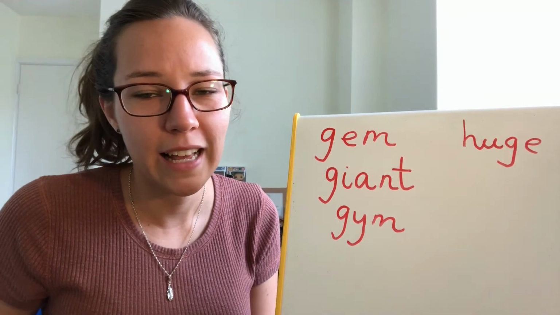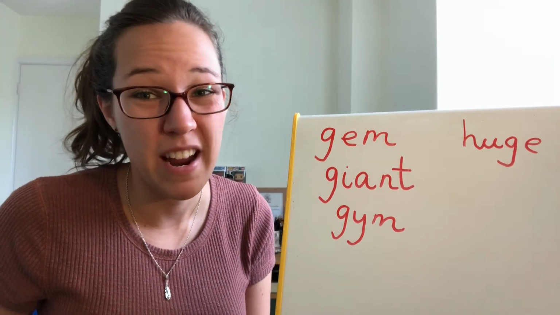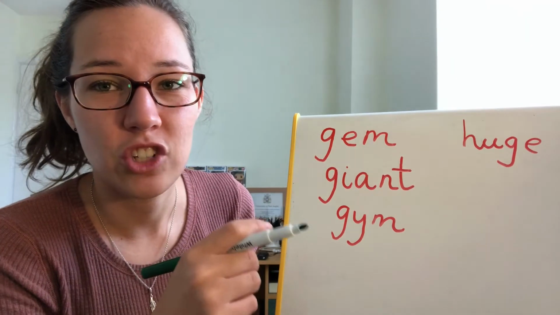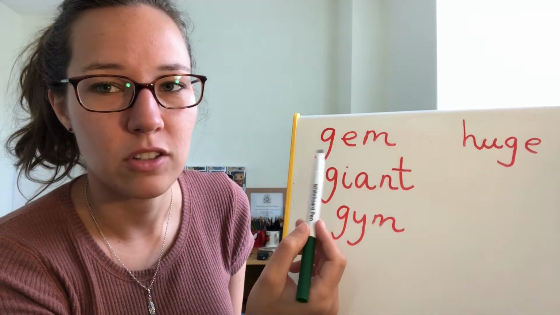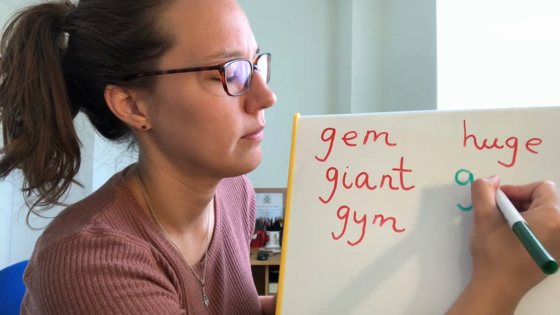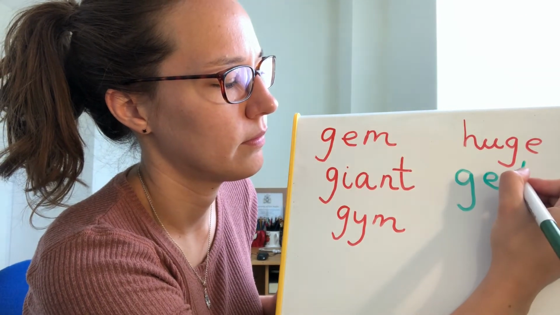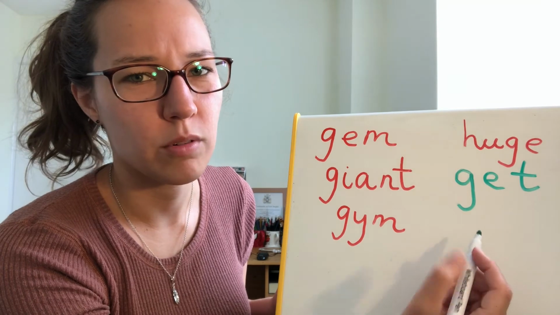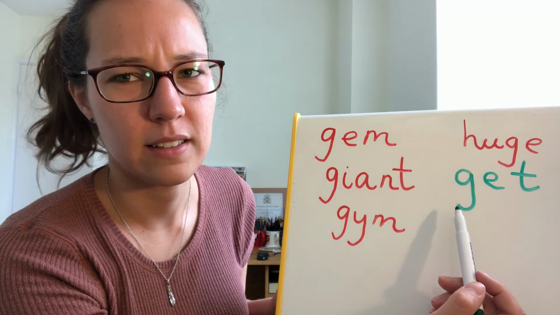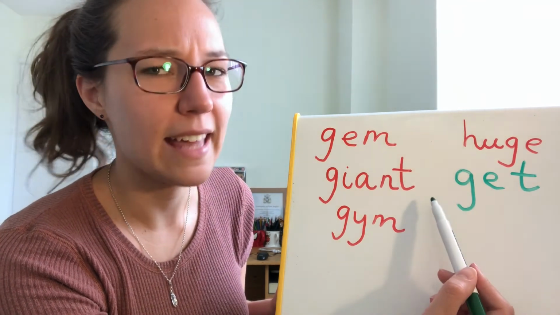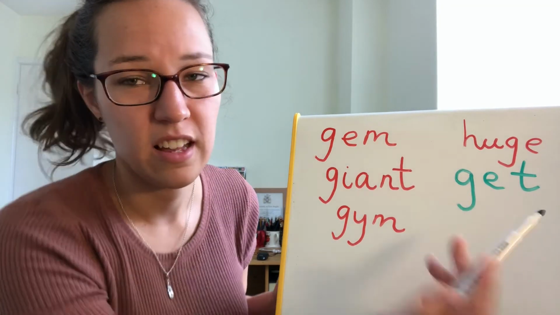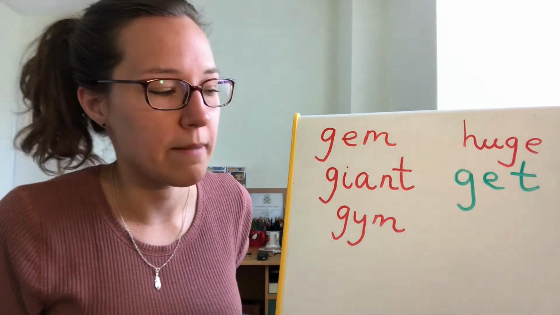Now, if that was just the rule and that was it, it would be quite simple for us to learn. But unfortunately, as I said, I can think of some words that break these rules. For example, I said that if you have the letter G next to the E, it makes the J sound. But what about this word? If it followed that rule, it would say jet, jet. But what does it say? That's right, get, get. So in this case, we have the hard G at the start. So there's one example of this rule being broken.